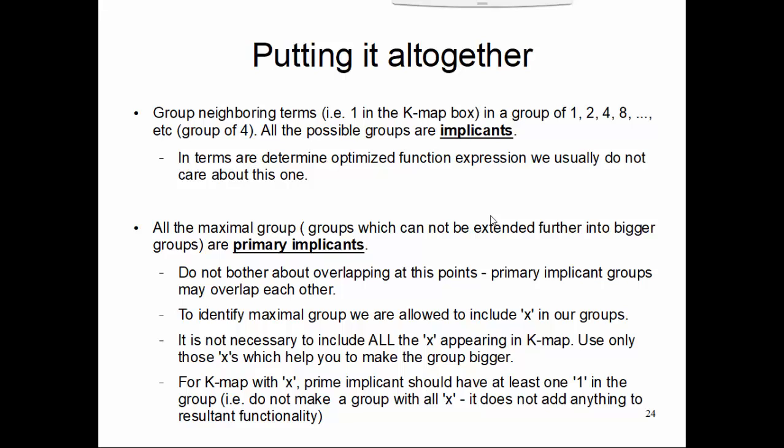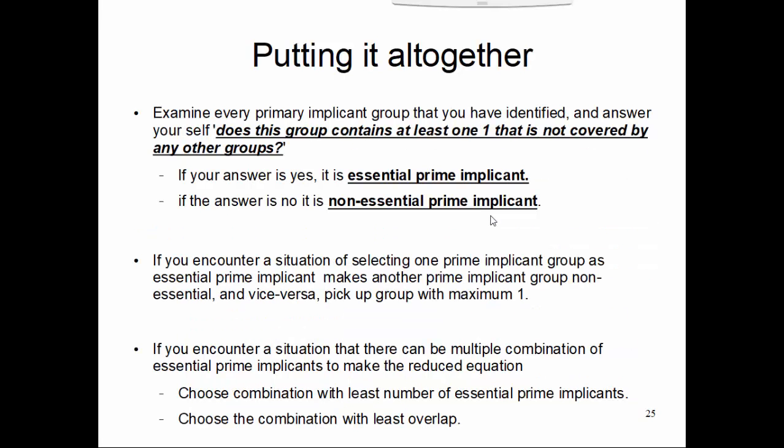Then you examine every prime implicant group that you have identified and ask yourself: does this group contain at least one 1 which is not covered by any other group? If your answer is yes, it is an essential prime implicant. If the answer is no, it is not an essential prime implicant. Now if you encounter a situation of selecting one prime implicant group as essential, which will make another prime implicant group non-essential and vice versa, pick one of the groups with the maximum 1s.